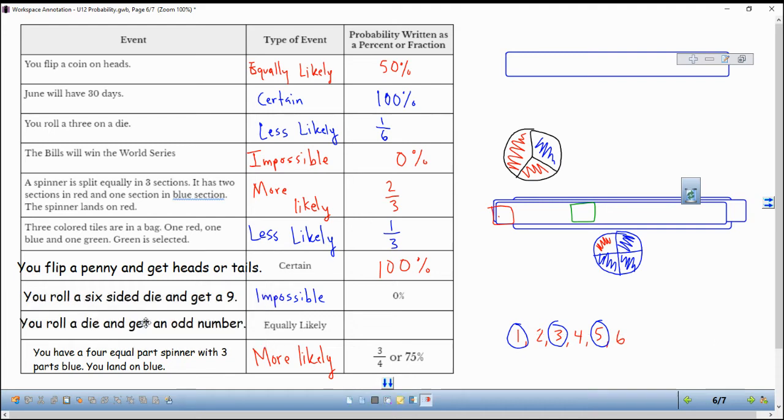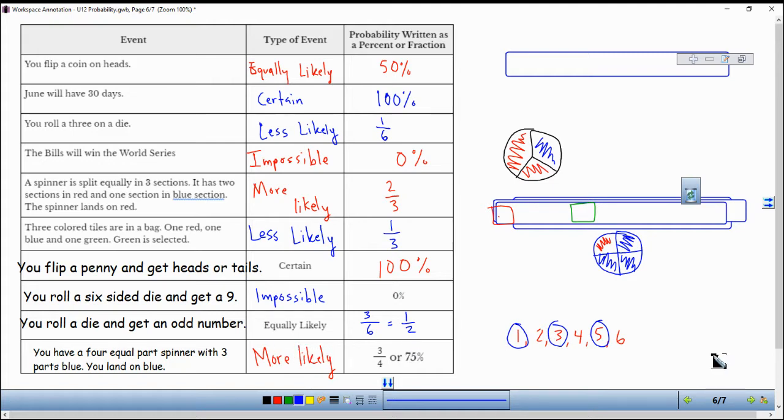So equally likely. The fraction we could write for that is 3 out of 6 possible outcomes, and that's the same thing as 3/6, which is the same thing as 1/2. So there's 3 odds, 6 total numbers. That's the same thing as a half, 50%, or equally likely.